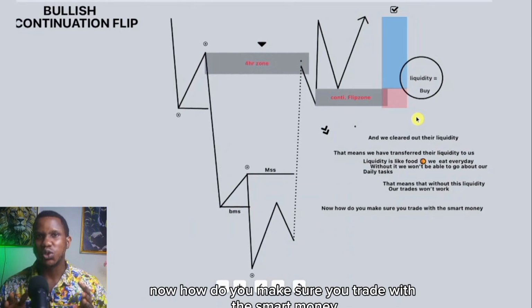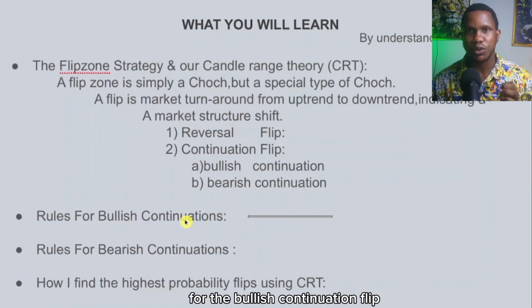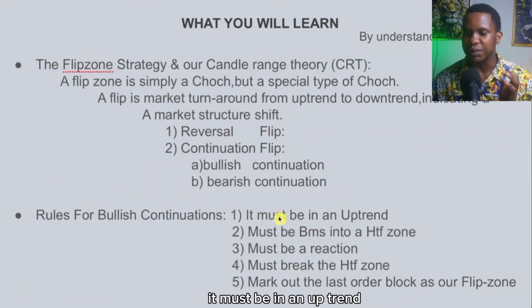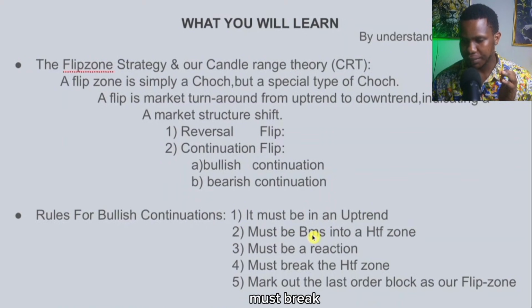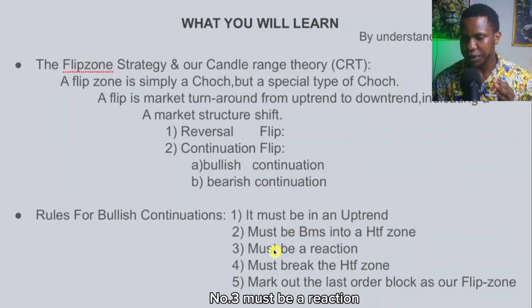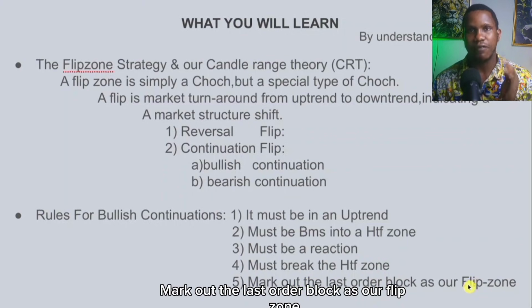Now, how do you make sure you trade with the smart money? By understanding the rules for the bullish continuation flip, which has 5 rules. Number 1, it must be in an uptrend. Number 2, it must break market structure into a higher time frame zone. Number 3, there must be a reaction. Number 4, it must break the higher time frame zone. And number 5, we mark out the last order block as our flip zone.